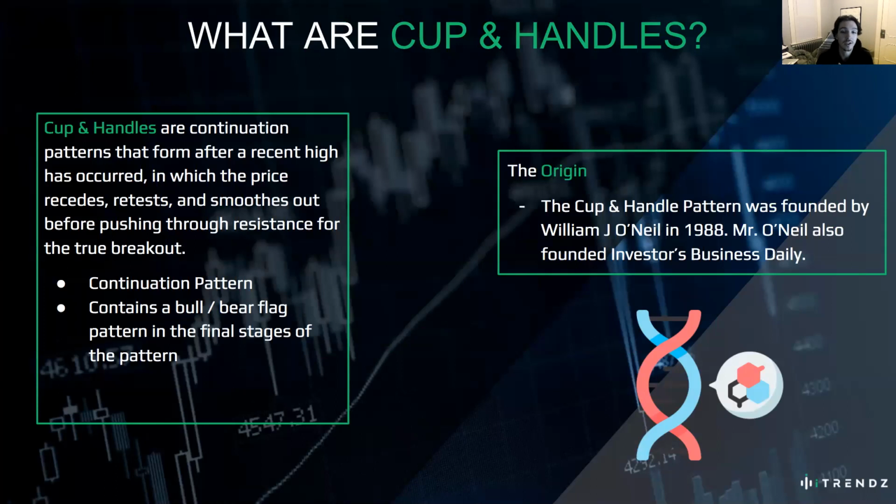So cup and handles are continuation patterns. Now those patterns, let's get my laser up on here. Those patterns usually form after a recent high has occurred, where they then dip in price and form this rounding price. Looks exactly like a cup. Before it pushes back up to resistance, it pulls back a little bit, and then it eventually breaks out of that consolidation phase and breaks above. That would be the completion of the cup and handle pattern. Again, it is a continuation pattern. It's not a reversal pattern. It's a continuation pattern, and it contains a bull or a bear flag in the final stages of the pattern.